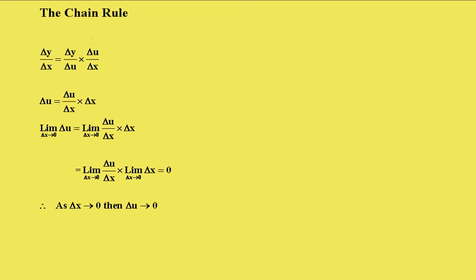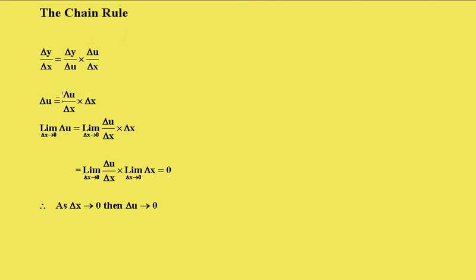The chain rule. Now we can see that the change in y over the change in x is equal to the change in y over the change in u multiplied by the change in u over the change in x. This acts like little fractions, which obviously you could cancel out if there were actual values in here. But we're going to look at the instantaneous change.